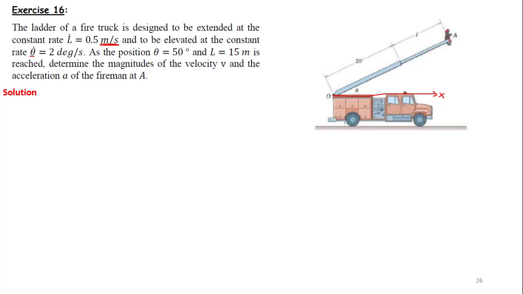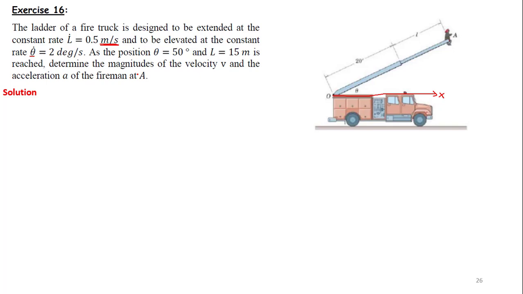In this position, the fireman is at L equal 15 meters, and the ladder makes an angle theta equal 50 degrees with the horizontal direction. So we are asked to find the magnitude of v and the magnitude of A. So which coordinates should we use in this exercise? Do we use the Cartesian coordinates? Do we use the cylindrical coordinates?